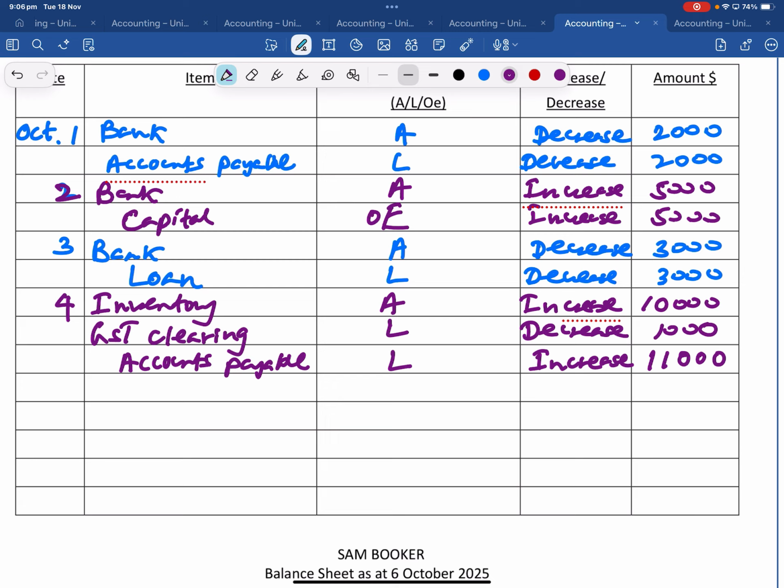Okay guys, remember accounts payable liability increased by 11,000. Now you can ask me if the accounting equation balances. Yes, it is. Our asset increased by 10,000, overall liabilities increased by 10,000. Why? One liability increased, the other one decreased.